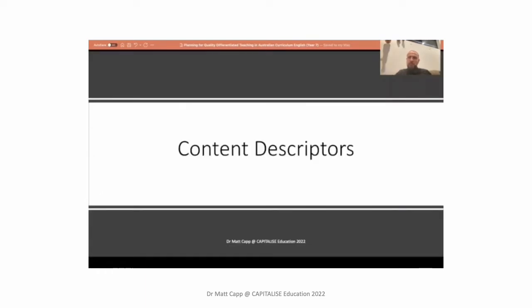So let's go through this process and look at how we do it. So when we think about Australian curriculum science, we're going to focus on year 7. So the first step is to identify the content descriptors that teachers will teach and model for the students, because the content descriptors in the Australian curriculum are what teachers teach and model, and the achievement standards are what students provide evidence of learning against.